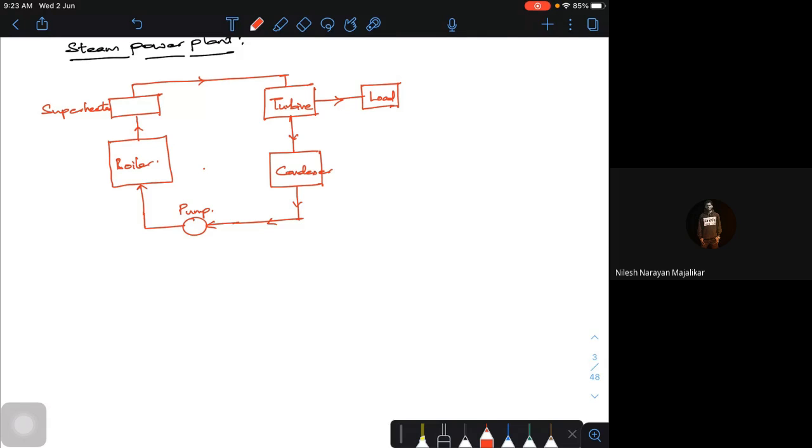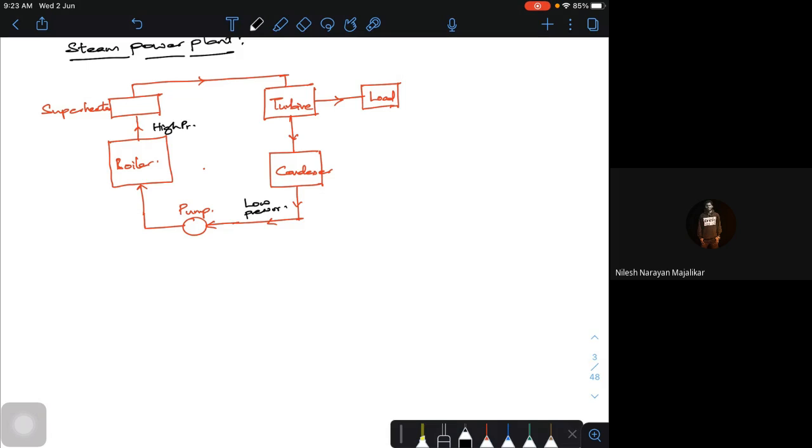So where are the places where you will have high pressure? Your pressure is high here at the boiler, and here it will be low pressure.